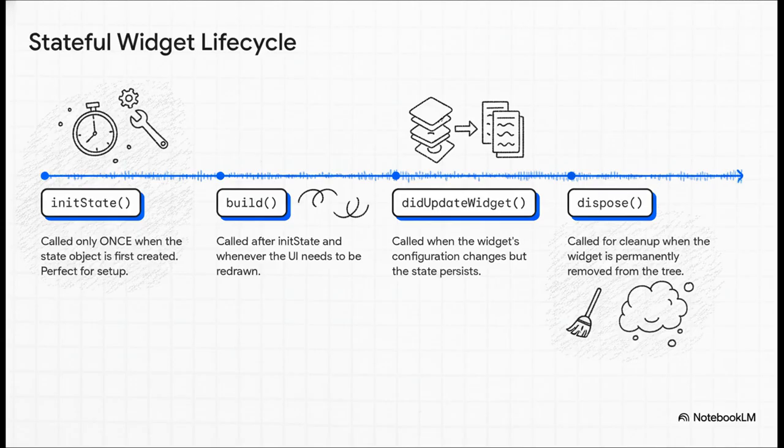Then build runs, which we know all about. Now, didUpdateWidget is a really interesting one. That gets called when the widget's configuration changes from its parent, like if a title string it's displaying gets updated, but the underlying state object is still the same. And finally, dispose is called at the very end for any cleanup, right before it's removed for good.